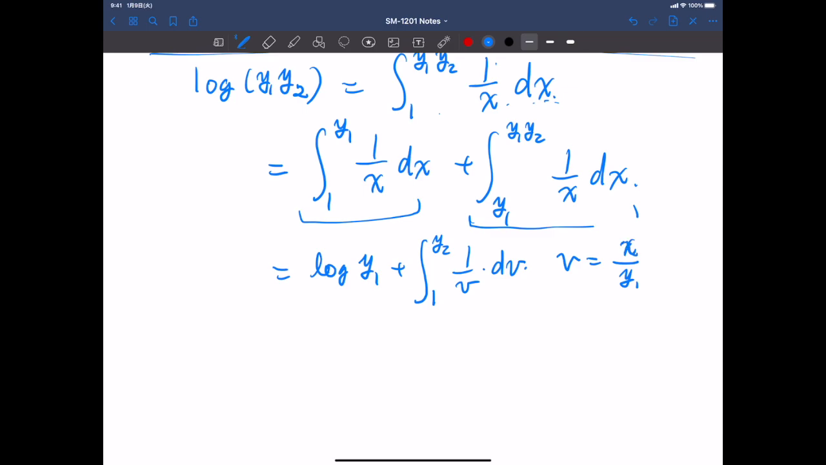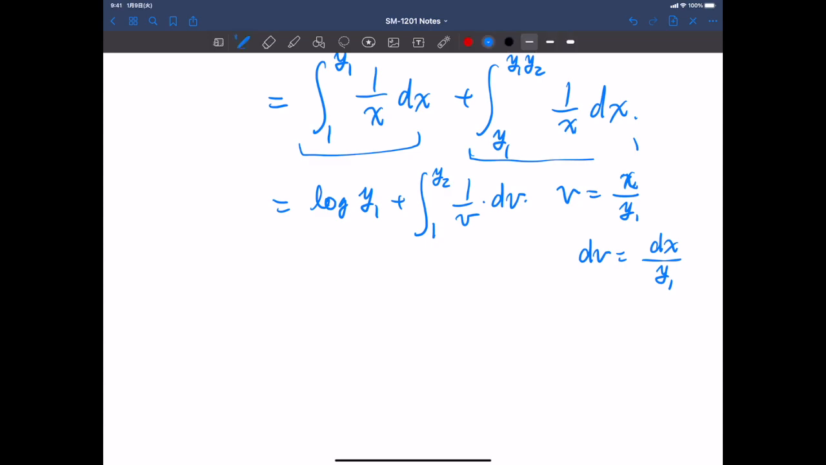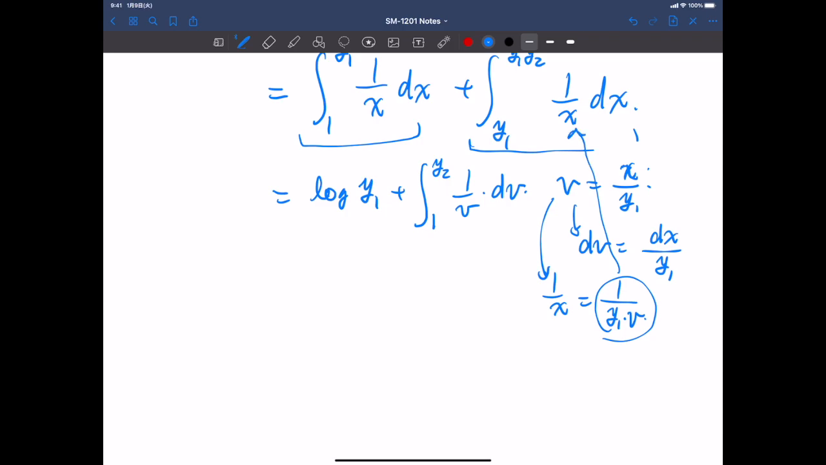To see this, let's see. So dv is dx over y1, and 1 over x is y1 times 1 over y1 v, right? From this we get this and this. So if we substitute this in here, dx is equal to y1 times dv, so this y1 will cancel. So this dx is substituted here, we get this.